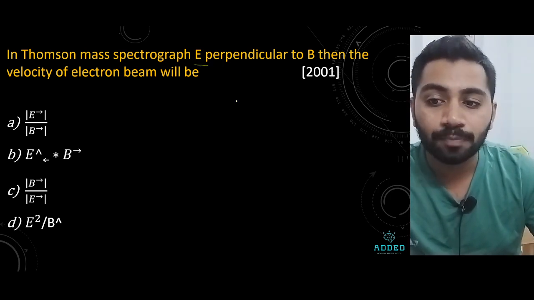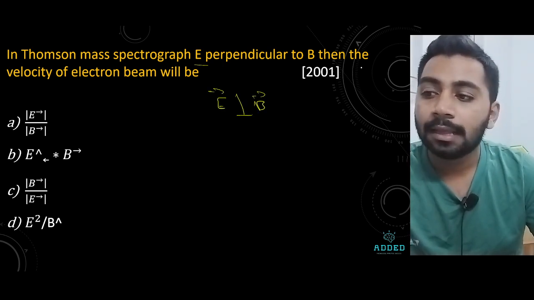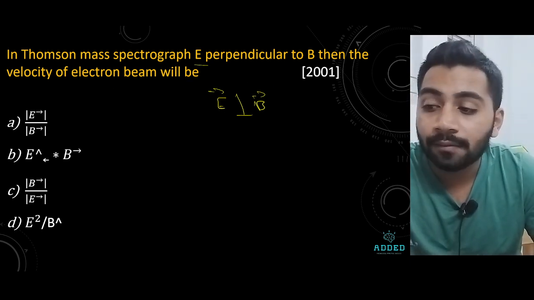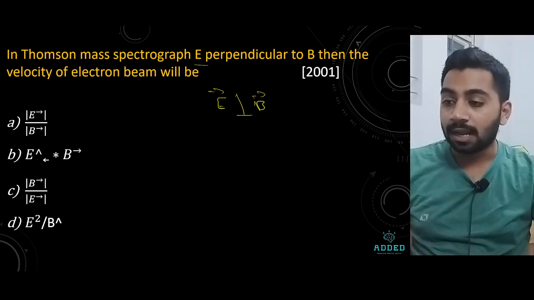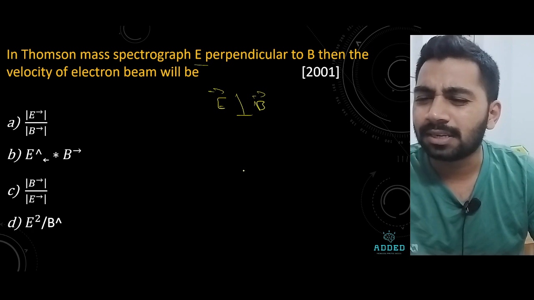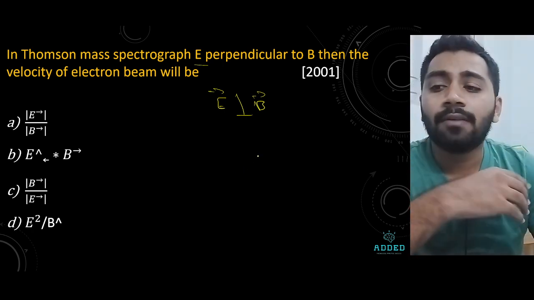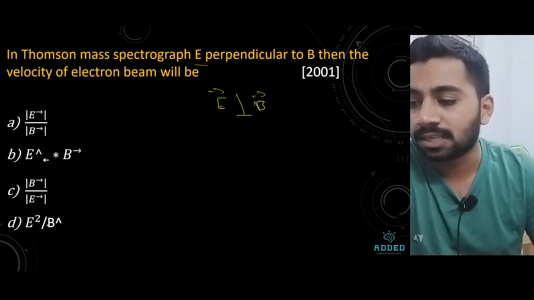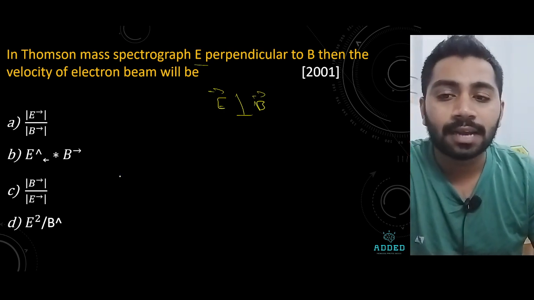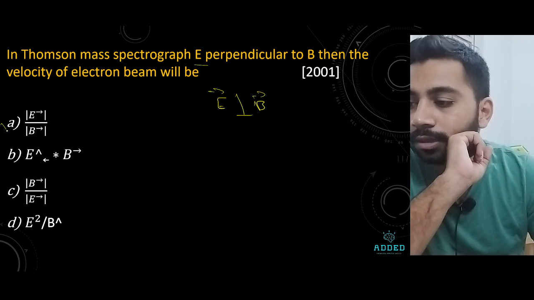Okay. Now next one, Thomson mass spectrography. E perpendicular to B, then the velocity of the electron beam will be. See that one. We discussed velocity as E/B. What is that? If the electric field and magnetic field are perpendicular to each other, then the velocity of the electron beam will be. Which one is the right answer? Both are perpendicular. So this becomes your right answer.